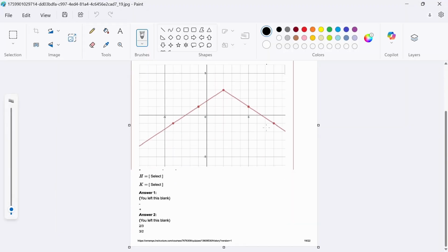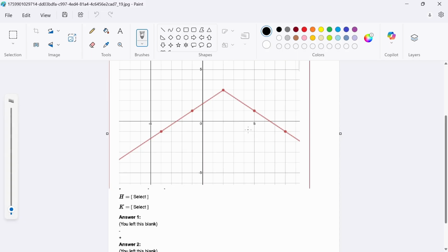Next one. So here's question 18. And I know this is a reflection over the x-axis. So I put a minus outside of what's happening to x. The vertex, which is usually at 0, 0, is at 2, 3. So this is going to be x minus 2 plus 3. Now I've got to figure out what this stretch is.